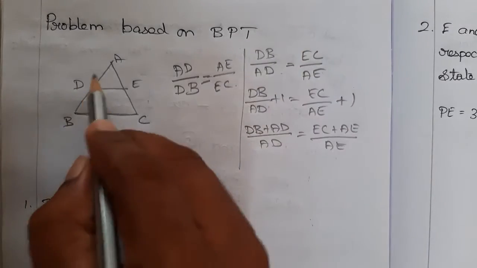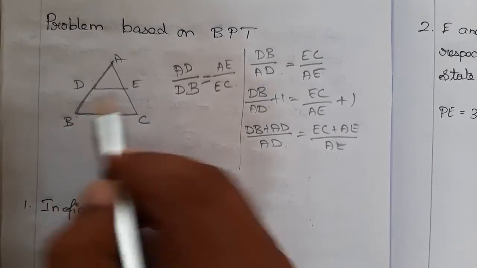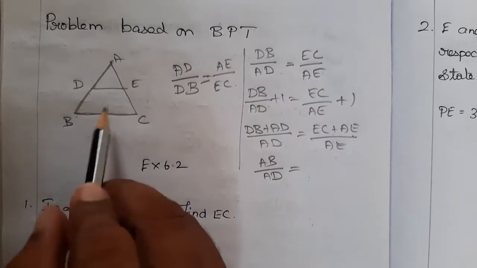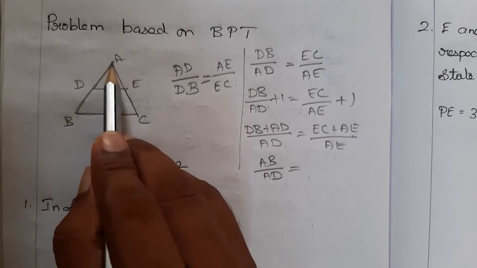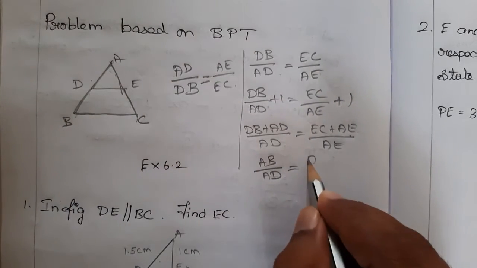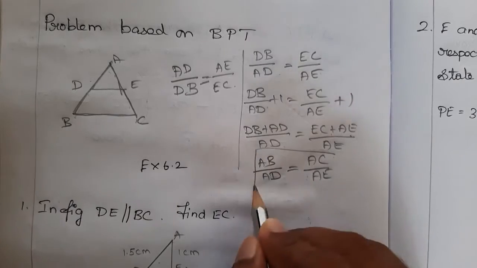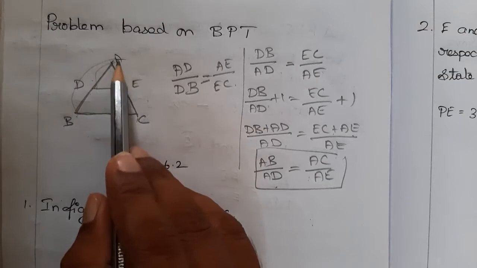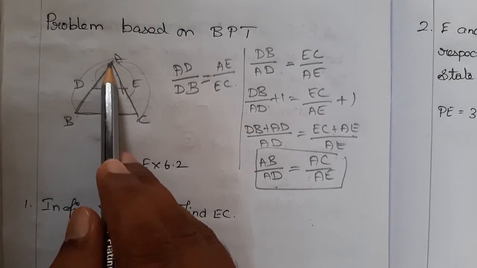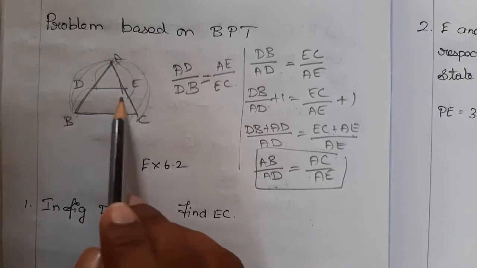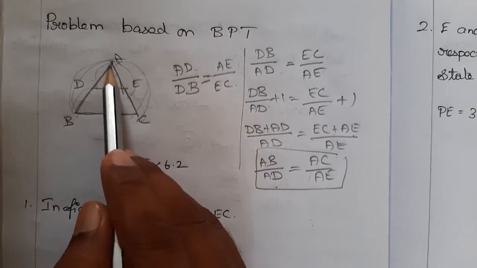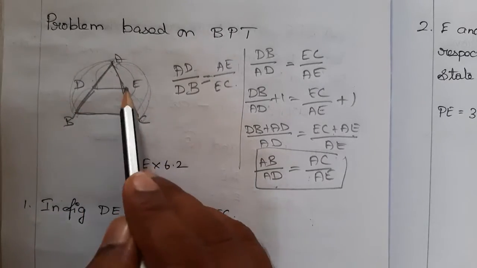What is DB plus AD? DB plus AD is the total length, AB. So AB by AD is equal to, what is EC plus AE? EC is this part and AE is this part. If we add both, the total length is AC. So AC by AE. We can say it by the whole length also. So here we proved AB by AD is equal to AC by AE, right? In the same way we can say AB by DB is equal to AC by EC, just adding 1 here we can prove. So normally the BPT says that AD by DB is equal to AE by EC. This is what we are going to use in the problem.